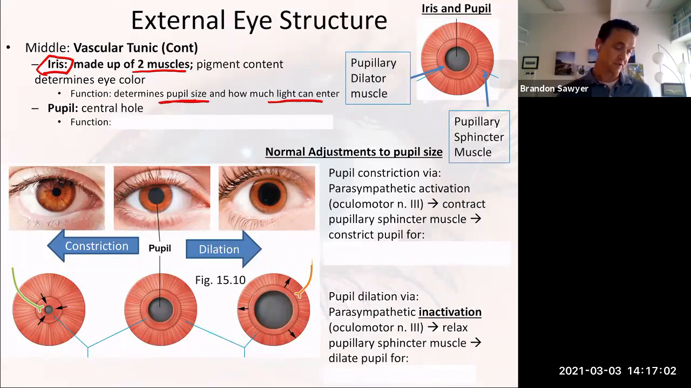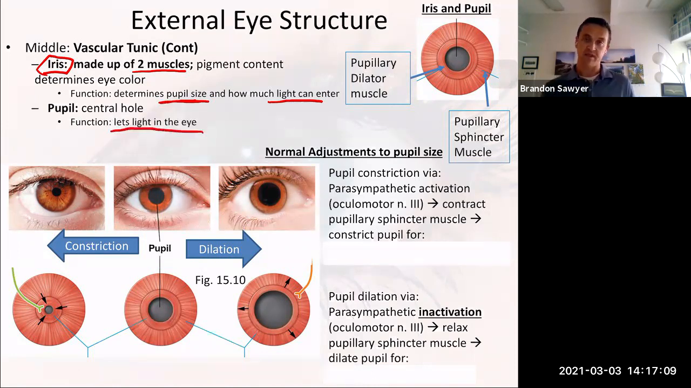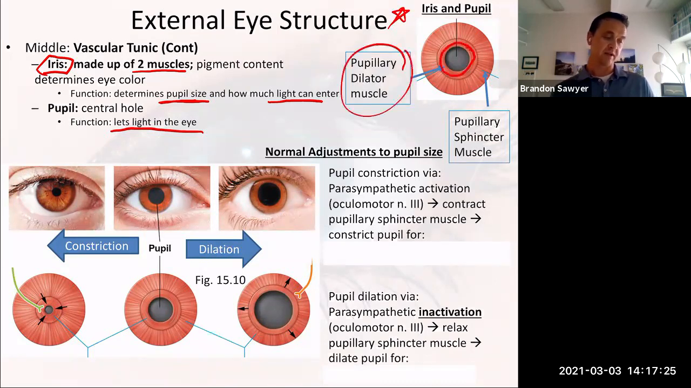So the pupil is literally just a hole, right? The pupil is not really a structure, it's just a hole. That's the black part in the middle, and that's what lets the light into the eyeball. Let's look up here on the top part of this diagram. You can see clearly there are two separate muscles. There's just one in the middle, a circular muscle, called the pupillary dilator muscle. And then there's this one on the outside, with the fibers going in this direction more, which is called the pupillary sphincter muscle.